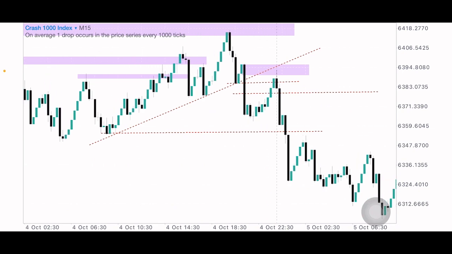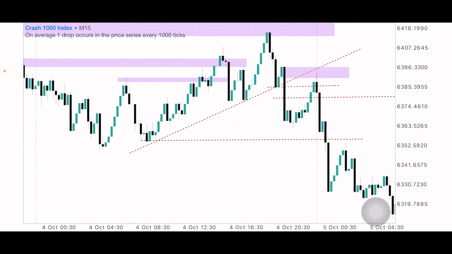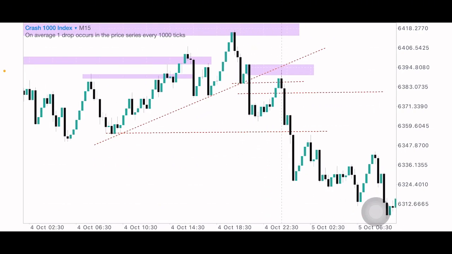It is actually underrated, but it works very well. So this is just how to use this strategy. We also have some bullish scenario.